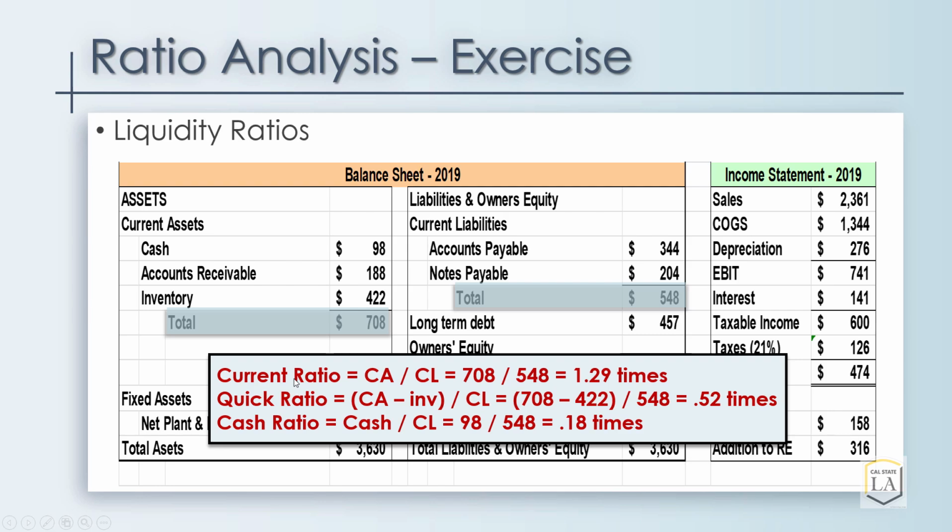And if you wanted to proceed to the quick ratio, then it will be current assets, but from there you will have to take away inventory so that you only have the more liquid assets of the current assets. And then you divide it by current liabilities one more time. And for cash ratio, cash divided by current liabilities would give you the cash ratio.